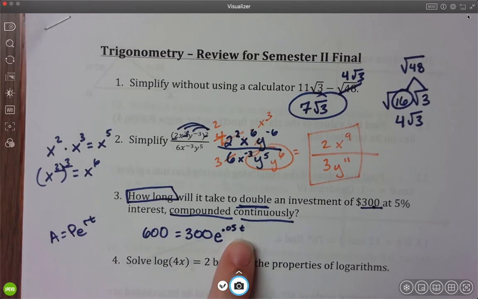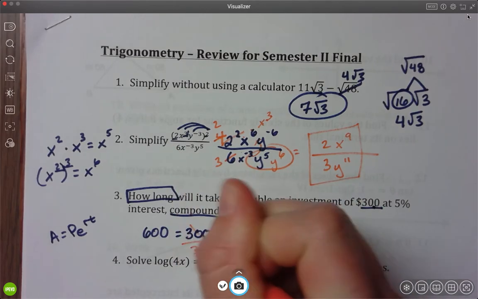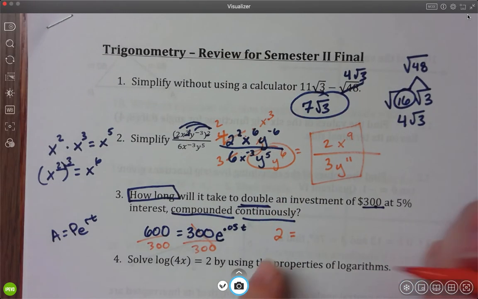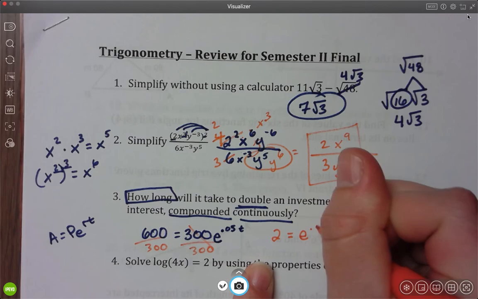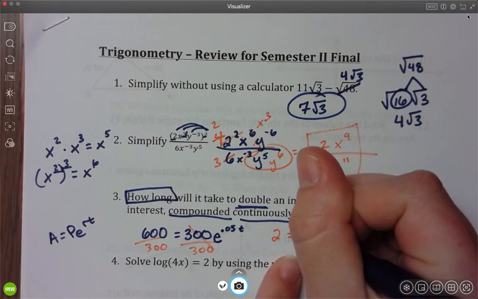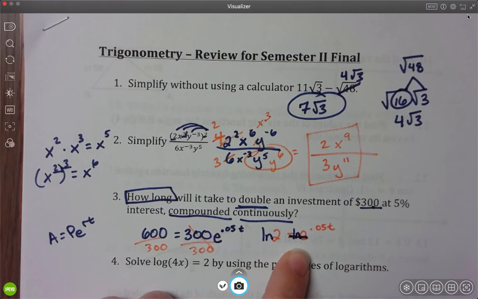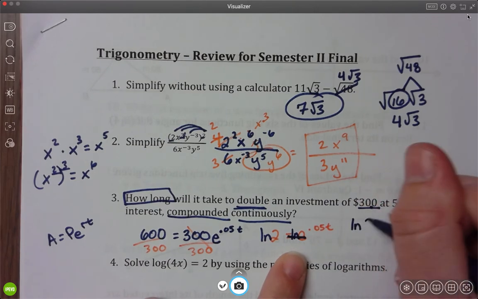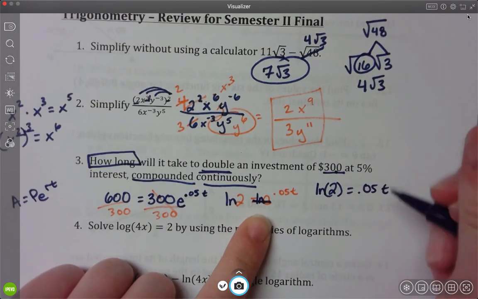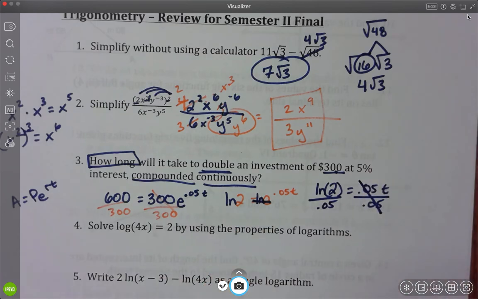The first thing that I'm going to do to unwind this equation is divide by the 300. And this will be 2 because we're doubling. e to the 0.05t. Now, if I have an e and I want to get rid of it, the thing that gets rid of e is ln, natural log, because ln and e are inverses of each other. So now I have ln of 2 equals 0.05t. And then if I just want to get t by itself, I can divide by 0.05 and just do that in my calculator.